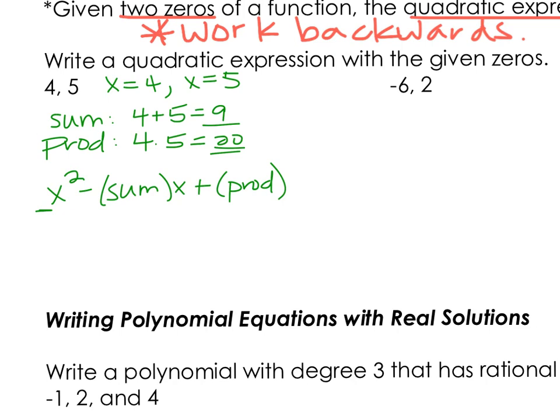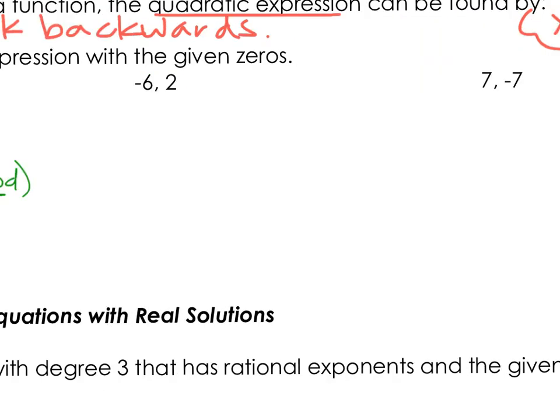So we know that the sum is 9. We're going to plug that in right in front of x. That becomes x squared minus 9x. And then the template goes plus the product. Our product is 20, so plus 20. The quadratic expression x squared minus 9x plus 20 has zeros of +4 and +5.